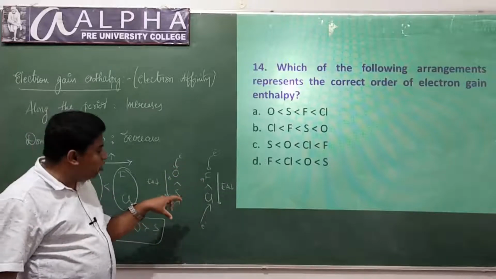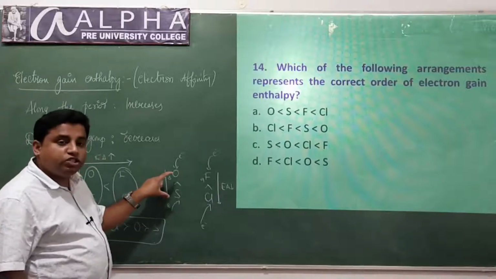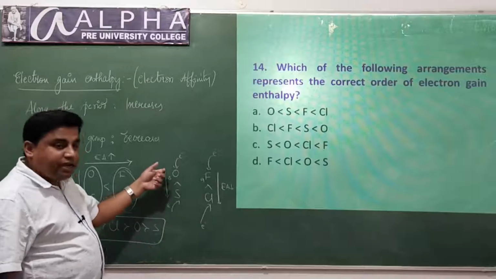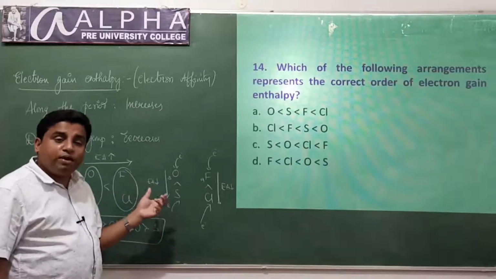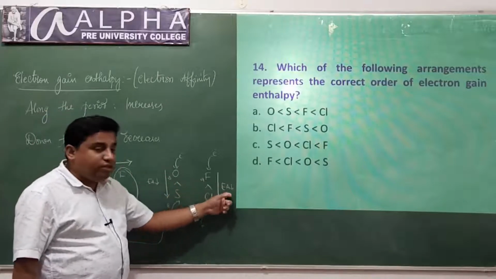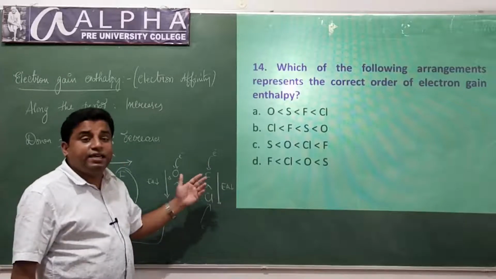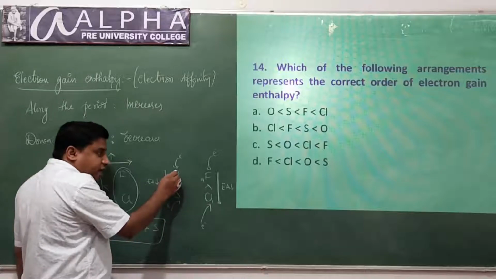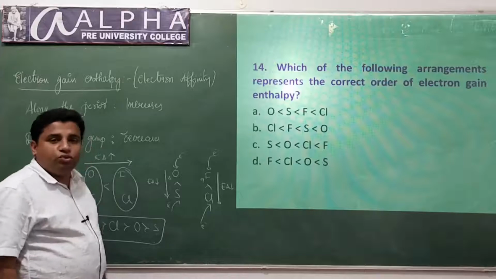Please note this point. You find an exception only in the case of oxygen and sulfur, and fluorine and chlorine. Electron affinity should decrease from oxygen to sulfur, but actually it increases. Here also, electron affinity should decrease from fluorine to chlorine, but actually it increases. So sulfur has more electron affinity than oxygen, and chlorine has more electron affinity than fluorine.